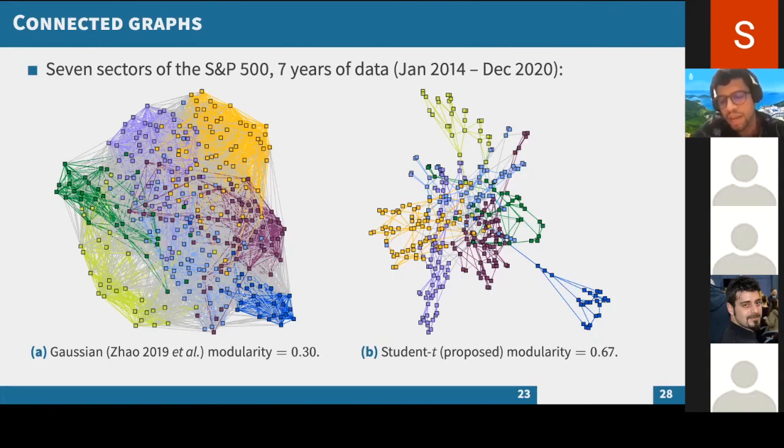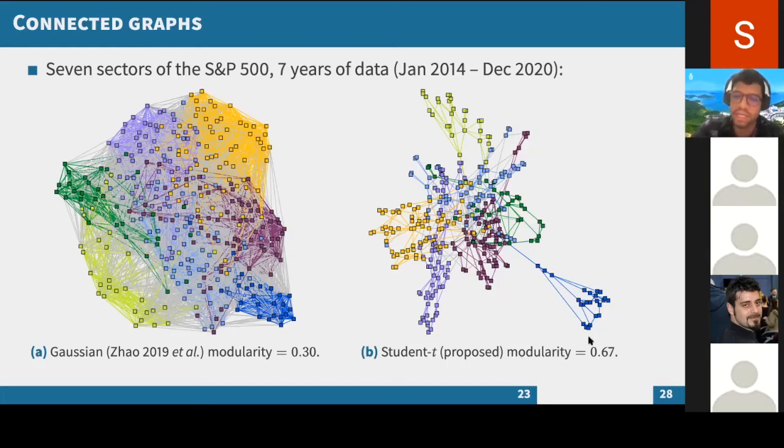On the right-hand side, you see the output of the proposed algorithm, which is based on a student T assumption. And we can see that the graph looks a lot cleaner. There are many fewer spurious connections between nodes. There are a lot more connections between stocks within their own sector.